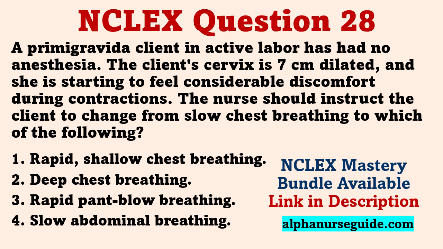The psychoprophylaxis method of childbirth suggests using slow chest breathing until it becomes ineffective during labor contractions, then switching to shallow chest breathing, mostly at the sternum, during the peak of a contraction. The rate is 50 to 70 breaths per minute. Deep chest breathing is appropriate for the early phase of labor, in which the client exhibits less frequent contractions. When transition nears, a rapid pant-blow pattern of breathing is used. Slow abdominal breathing is very difficult for clients in labor.